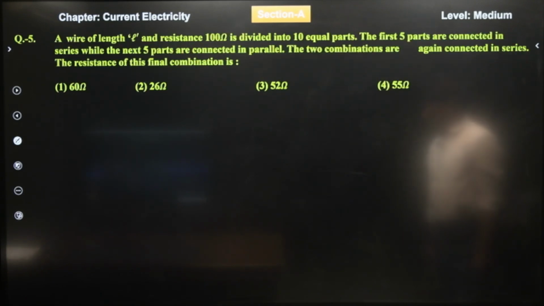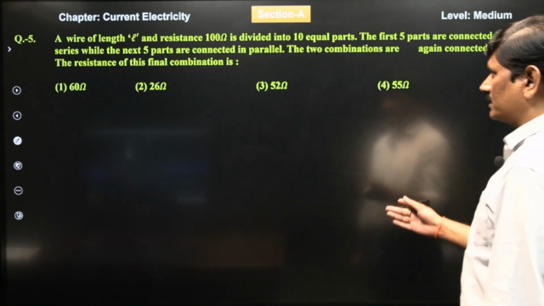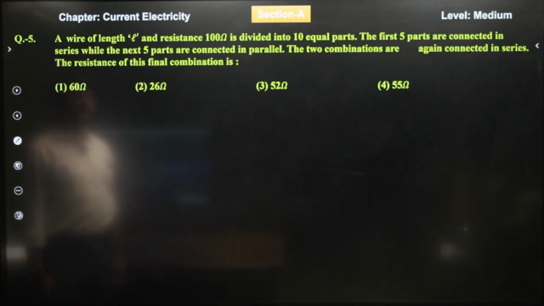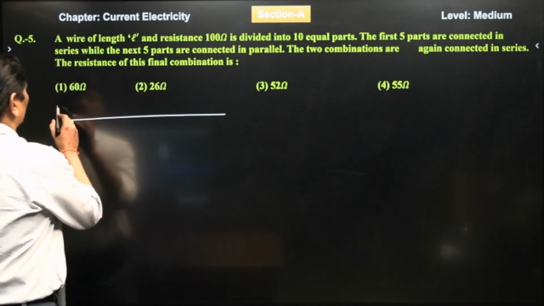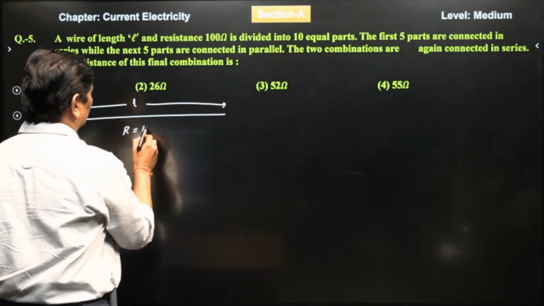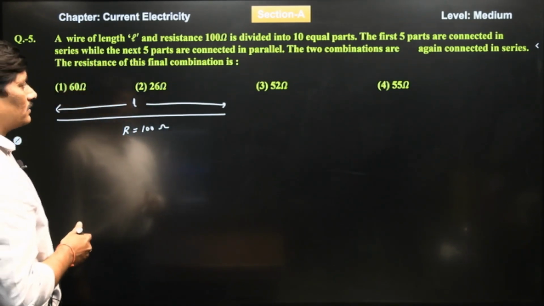Moving to the next question. Current electricity is a medium question because more steps are involved, not because of difficulty. See the question: a wire of length L and a resistance of 100 ohm is divided into 10 equal parts. There is a wire which has a length L with resistance capital R equal to 100 ohms. Now it is divided into 10 equal parts.